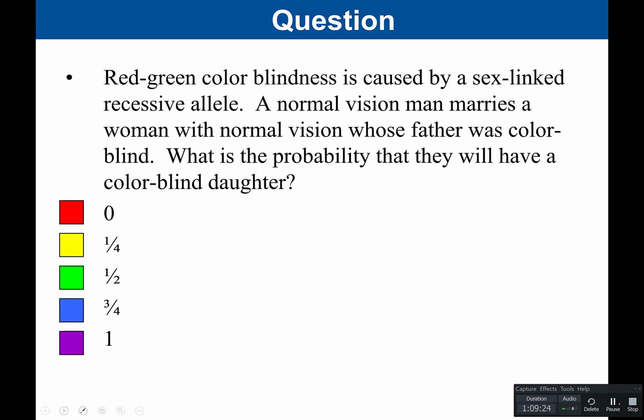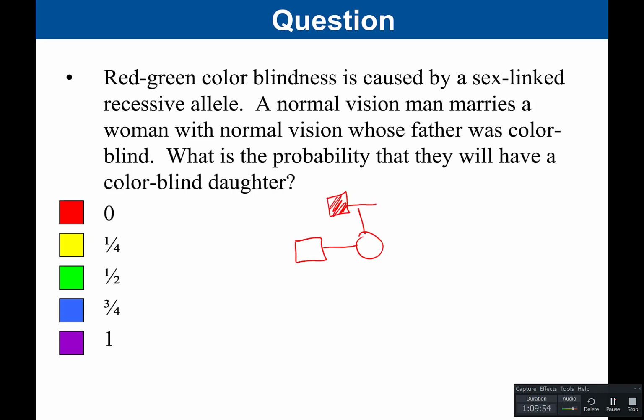So, question for you. Red-green colorblindness is caused by a sex-linked recessive allele. A normal vision man marries a woman with normal vision whose father was colorblind. What is the probability that they will have a colorblind daughter? And the next one is, what is the probability that they will have a colorblind son? So work through that, push play when you're ready to go.